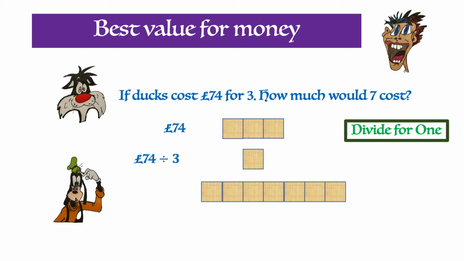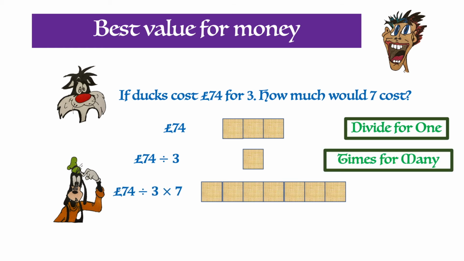Well, unit method, divide to find 1. So I divide by 3. I'll keep it on my calculator. I'm not going to solve it yet because then I get to this next bit. I multiply for many. Divide for 1, times for many. So I now know, if I know what each of these costs, I then multiply it by 7 and I get the total cost, £172.67p. And by keeping everything in your calculator, you don't get any rounding up errors. It's a lovely method. Divide for 1, times for many.